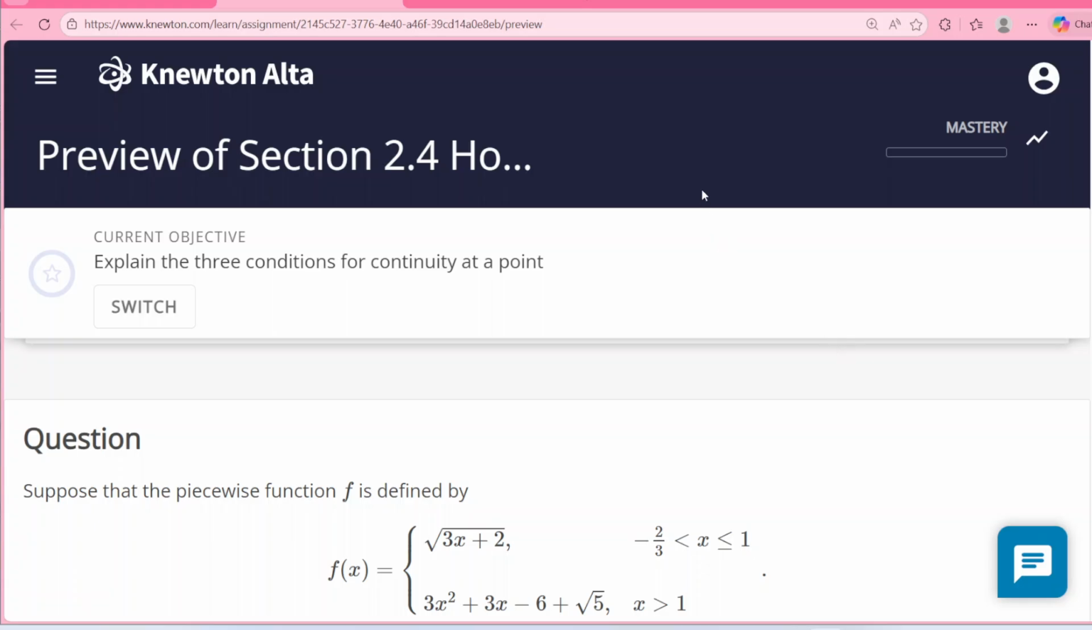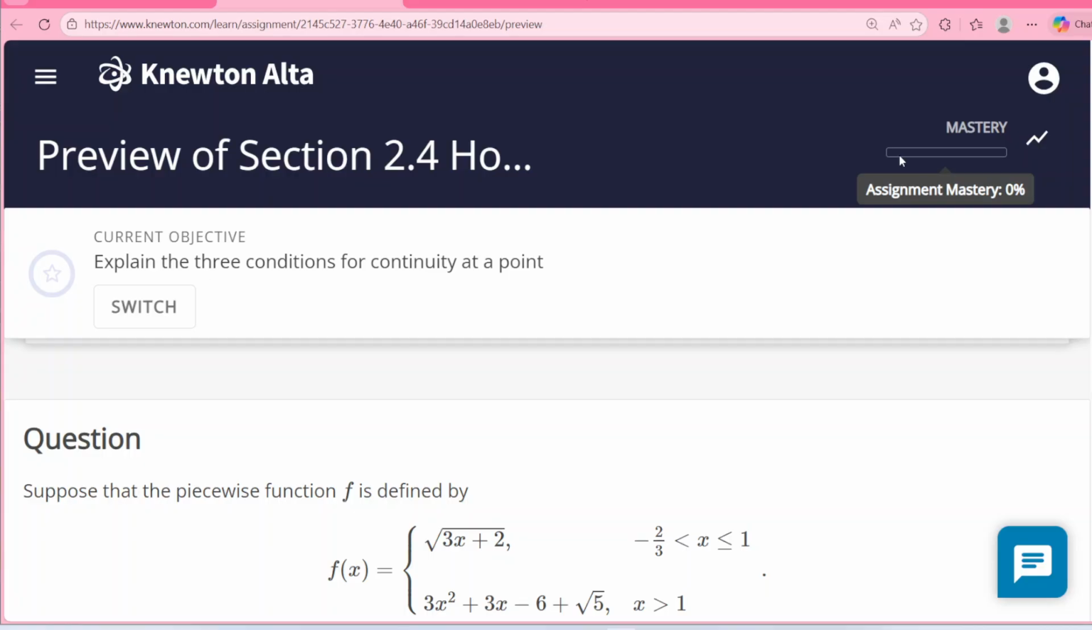All right, so here we are at Knewton Alta. This is the look of an assignment. You won't see the word preview, you'll just have the title of the section. In this particular course I'm working in, it's section 2.4's homework called Continuity. In the upper right-hand corner, you should see a mastery bar.